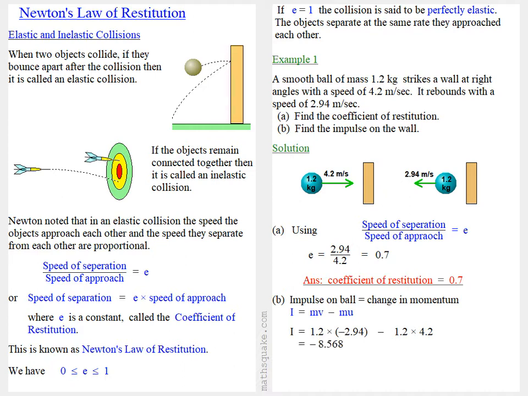and that works out to be minus 8.568. Because the impulses on the wall and on the ball are equal and opposite, the impulse on the wall is equal to minus the impulse on the ball. The impulse on the wall is equal to 8.57 Newton seconds.